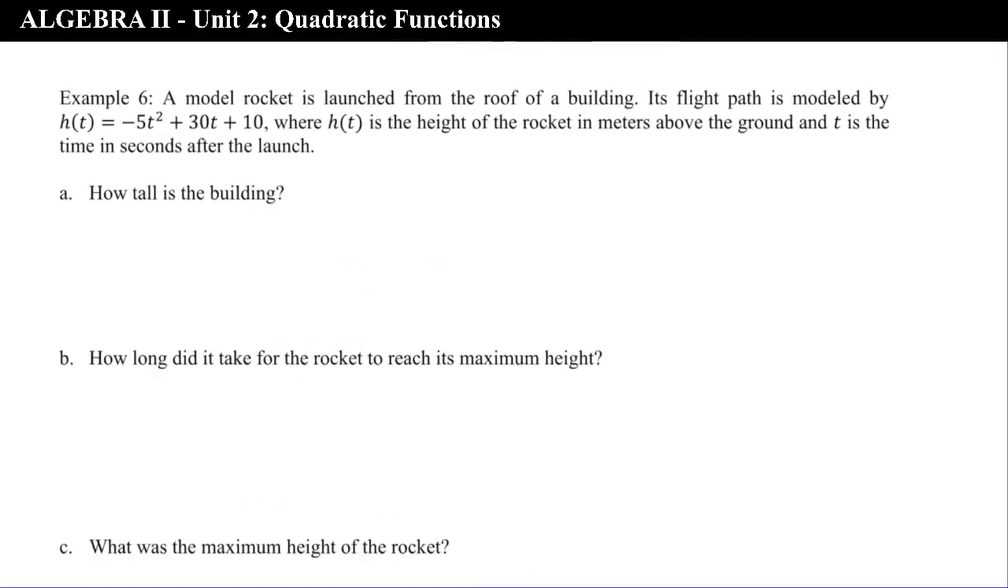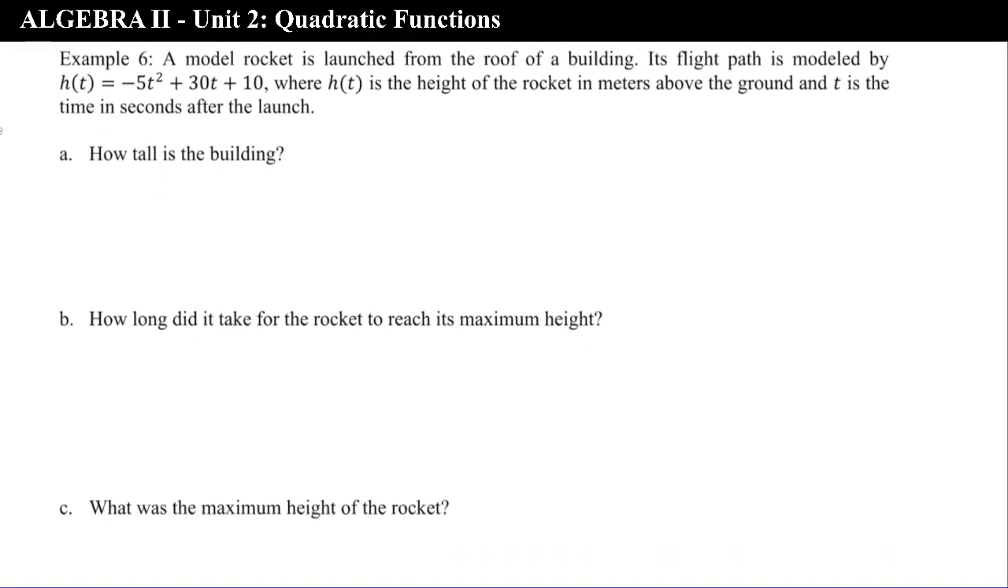All right, well, it's nice that we had a graph for that first example, but what if we don't have a graph? What if we only have an equation, such as the one here in example 6? We can still find the information that we are looking for. So in example 6, a model rocket is launched from the roof of a building. Its flight path is modeled by this function, where h of t is the height of the rocket in meters above the ground and t is the time in seconds after launch. How tall is the building?